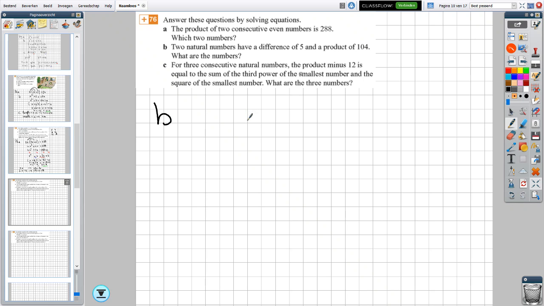Two natural numbers, they don't have to be even. So let's call the first one x. The second one, well, the difference of them is 5.